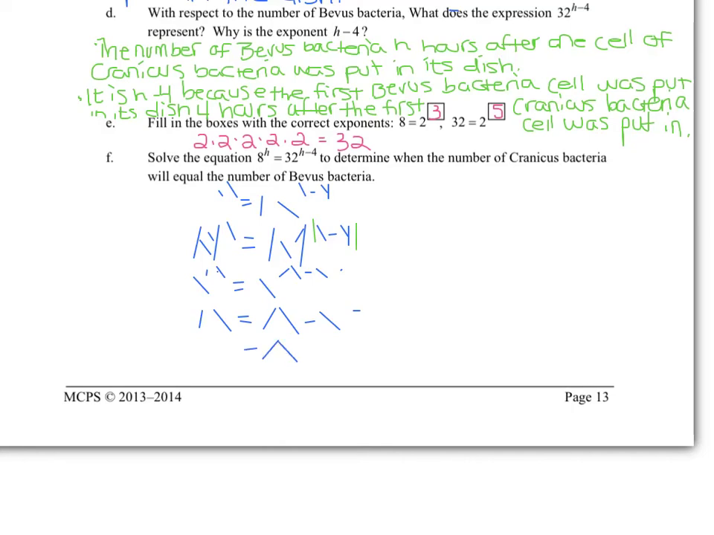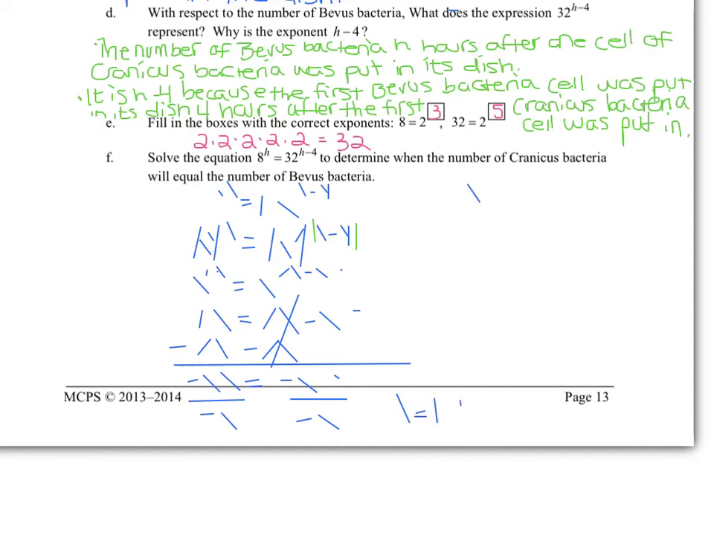To solve, I'm going to take away 5h on both sides. 3h minus 5h is negative 2h. This cancels out, so it equals negative 20. To get h by itself, I'm going to divide by negative 2, and I'm going to get h equals 10.